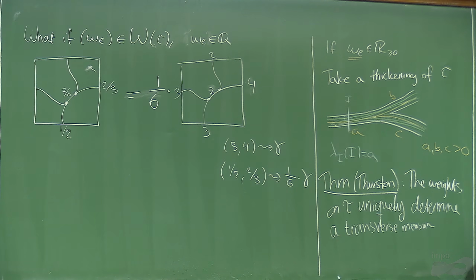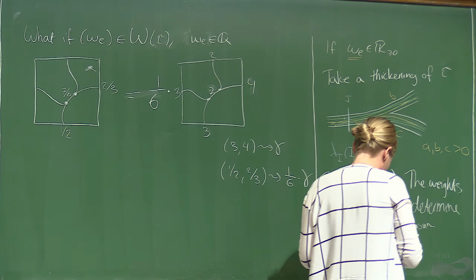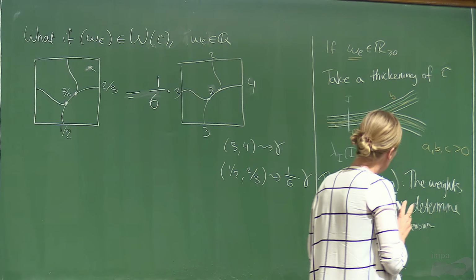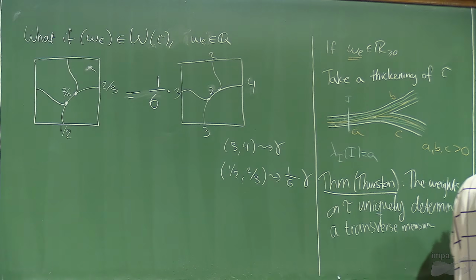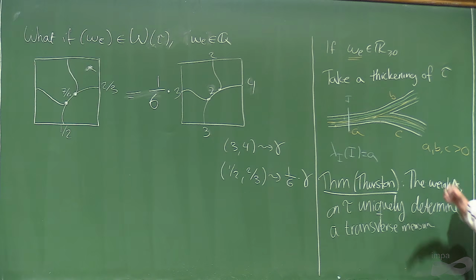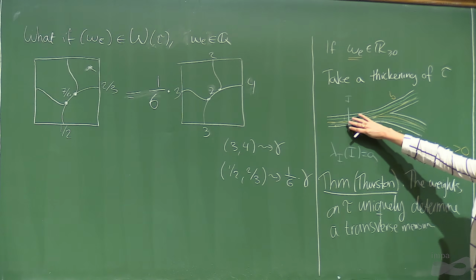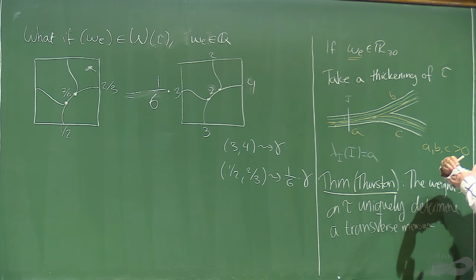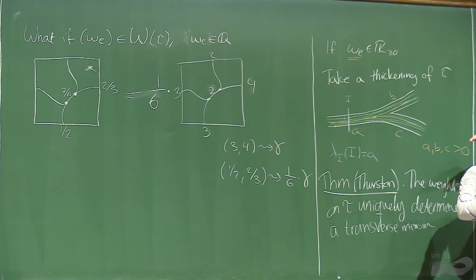Yeah. So maybe I'm being a bit too quick. You can be carried by a train track, and you can be strongly carried by a train track. Strongly carried by a train track really means that you can put your lamination, your actual geodesics, inside a small neighborhood of the train track.